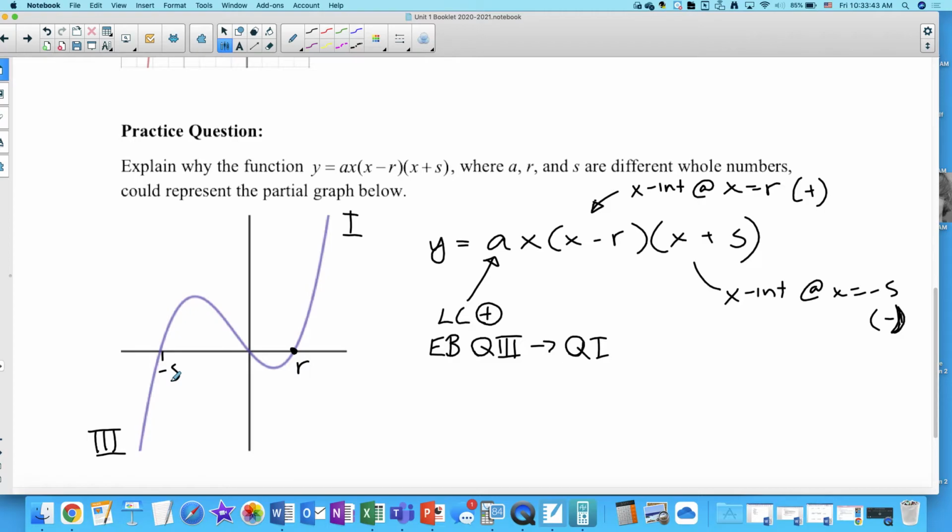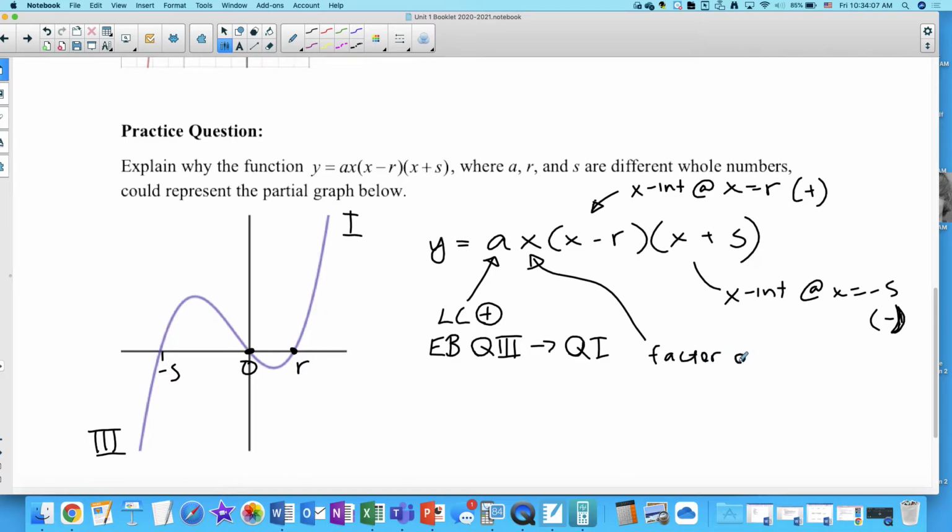What's the value of that x-intercept? Yeah, 0. Where does that show up in the equation? The factor of x means that we're going to have an x-intercept at x equals 0.